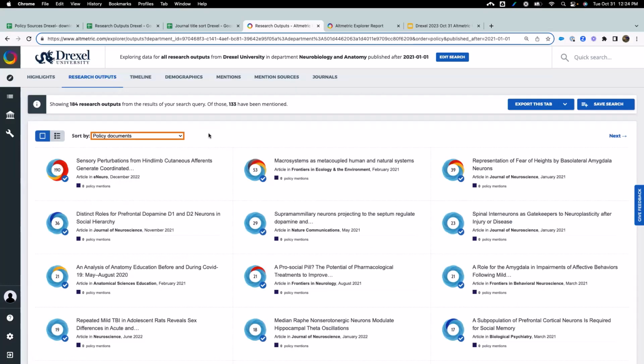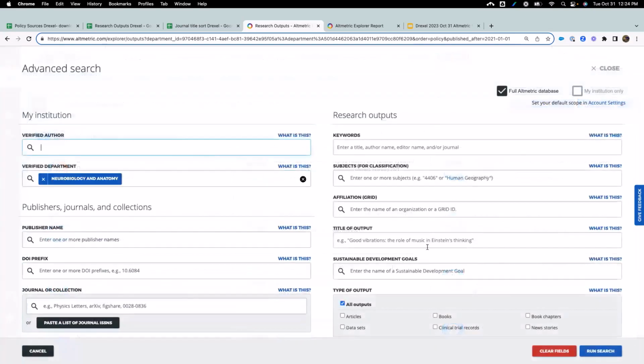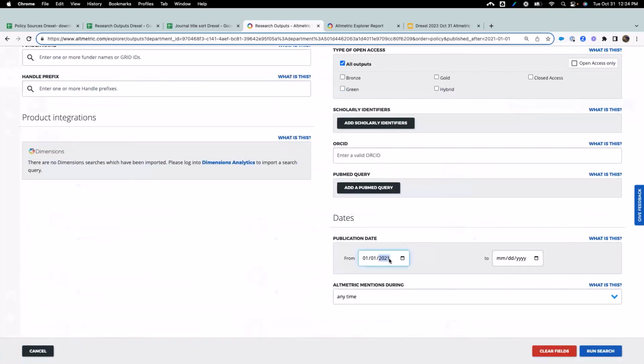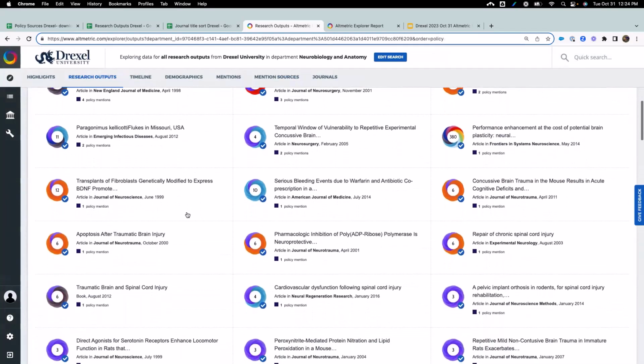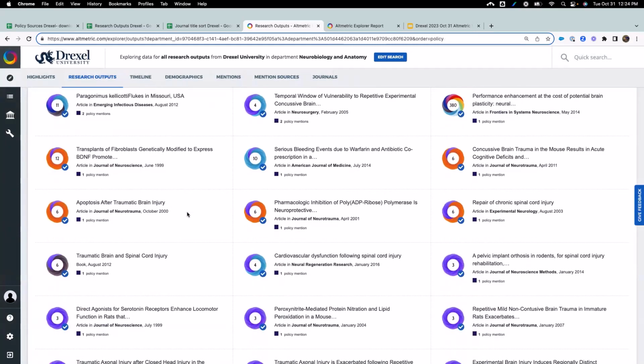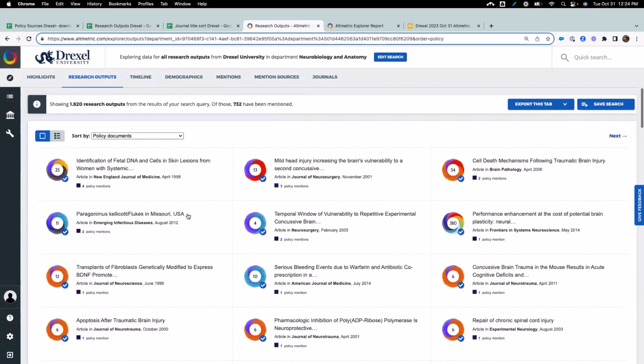The research since 2021 in neurobiology does not have any policy documents. I wonder if any of it does. So let me go back and edit the search and take out this filter, and run the search again. Okay, so now there are policy documents for some of the earlier research, just not the research since 2021. So you can play with all those different parameters and take a look.